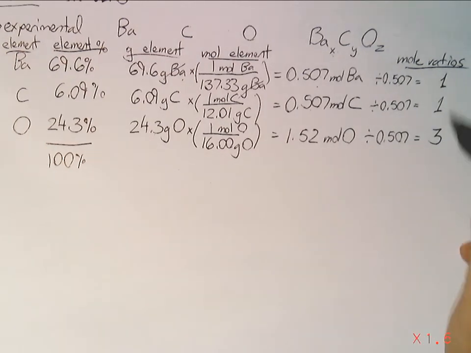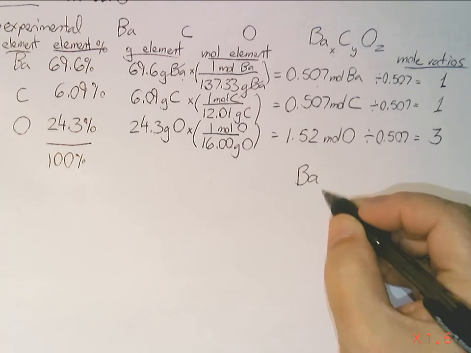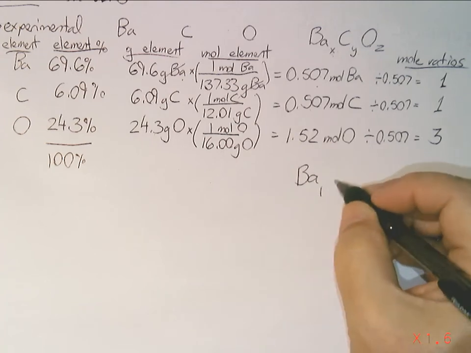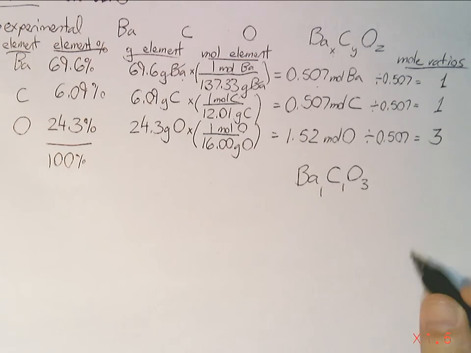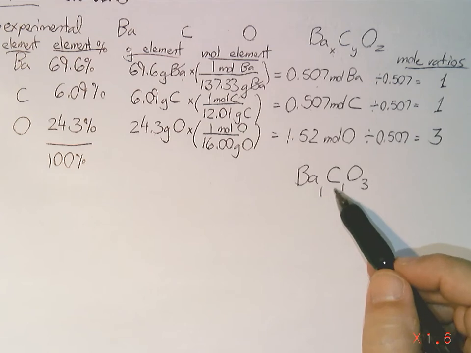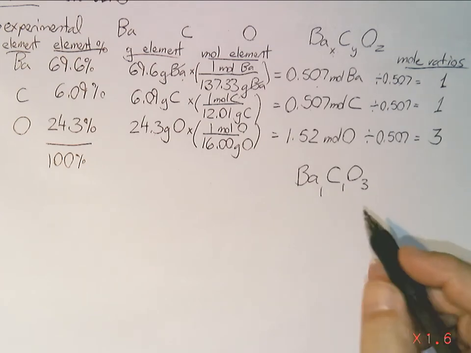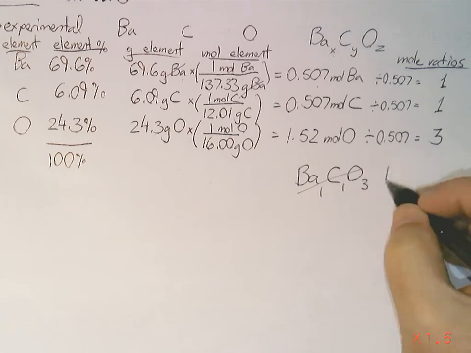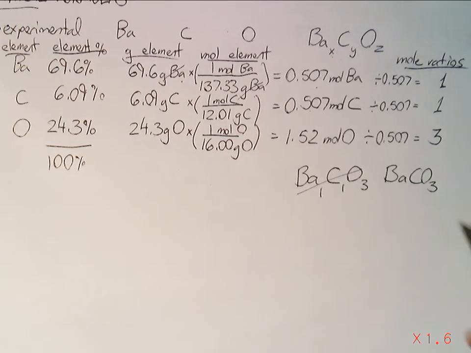Now these are the X, Y, and Z in my formula. It's Ba1, C1, O3, but usually in chemistry we don't write 1s as subscripts. Whenever you get a 1 in a charge or a subscript, you don't write the 1 down. So we shouldn't write it down like that. We should write it like this. This is the compound.